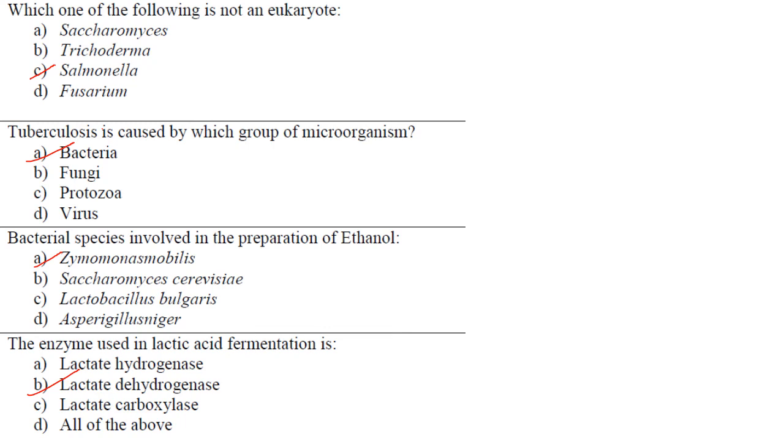Then tuberculosis is caused by which group of microorganism? It is caused by bacteria. It is called Mycobacterium tuberculosis. Bacterial species involved in the preparation of ethanol. It is Zymomonas mobilis. Answer is option A. The enzyme used in lactic acid fermentation is lactate dehydrogenase. Answer is option B.